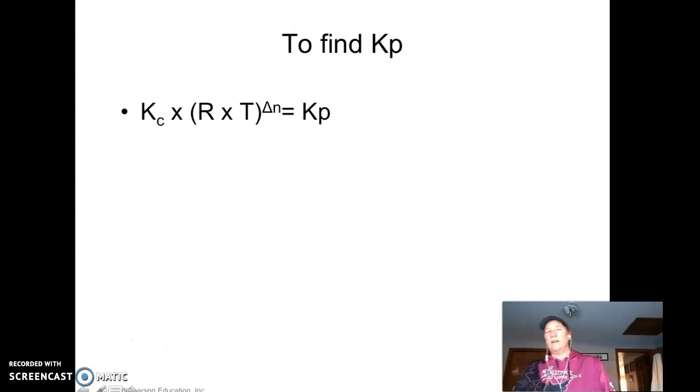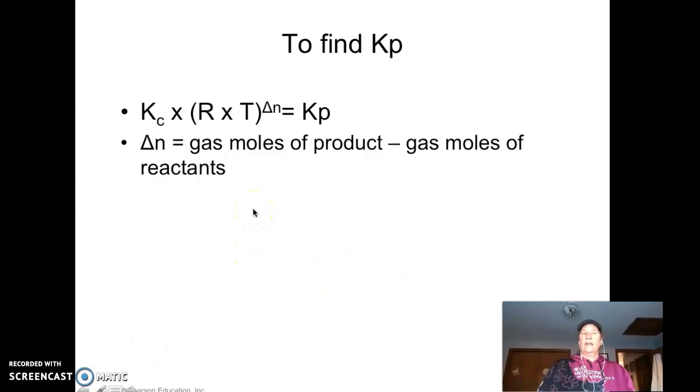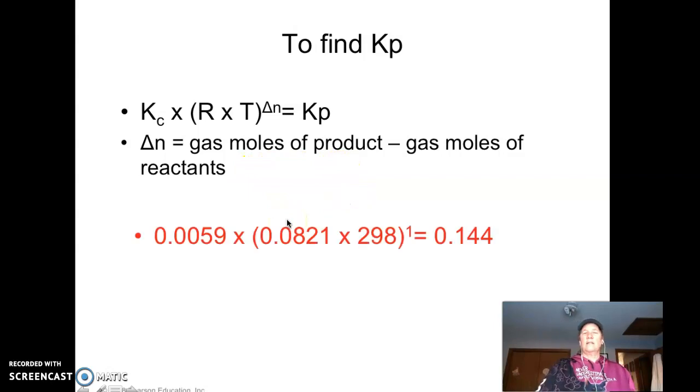Okay, so here's our formula. Gas moles of product minus gas moles of reactants. If we're using the one we did, this was our K sub C. It was given to us. Here's our R, 0.0821. Temperature, if it was 25 degrees Celsius, would be 298 Kelvin. It has to be in Kelvin because we're working with gases. And then we get 1. The reason for that is we have 2 moles of product gas and 1 mole of reactant. So that's where the 1 comes from. And then you just multiply and divide and you get your answer.